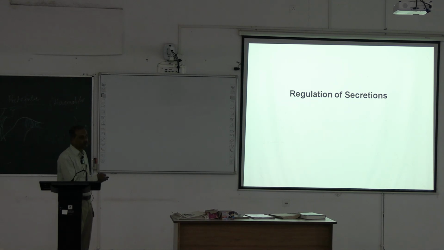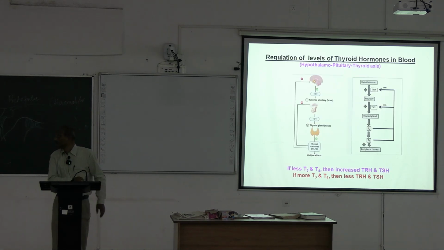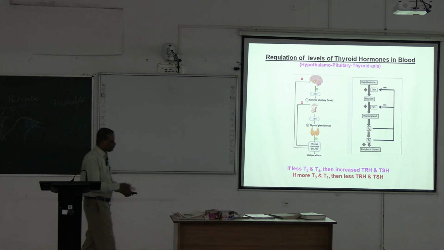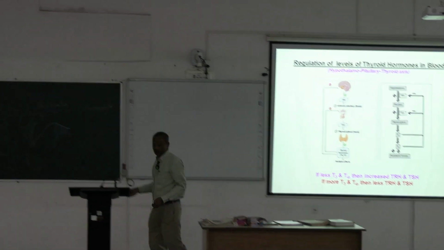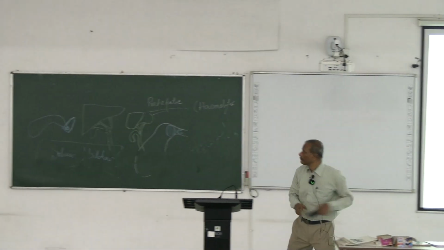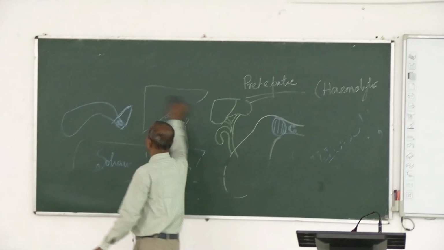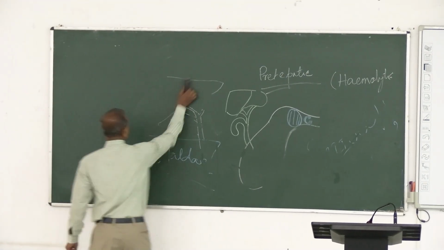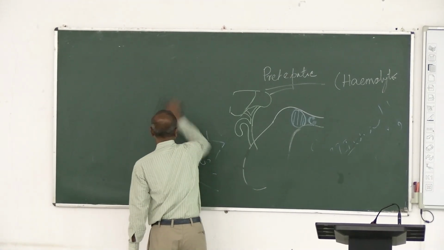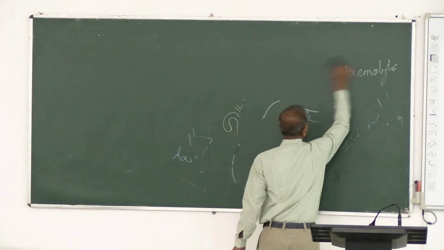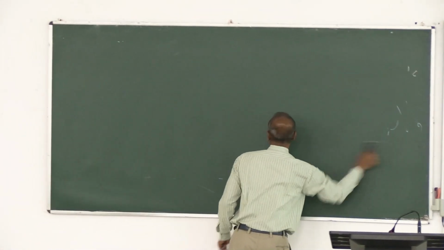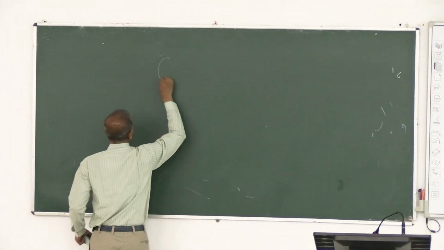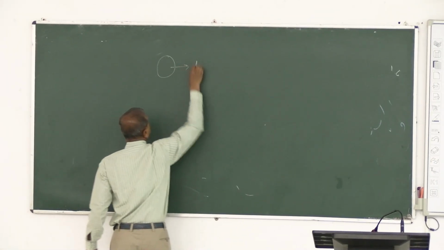Regulation of secretion. This is most important to understand the functional part. So FT3 and FT4 are the main things which regulate its secretion. So what happens? This part I think you learned during your class 12. So there is a hypothalamus which is on the top.